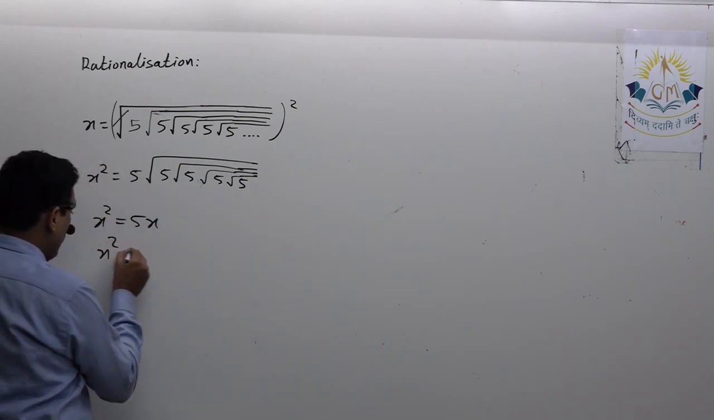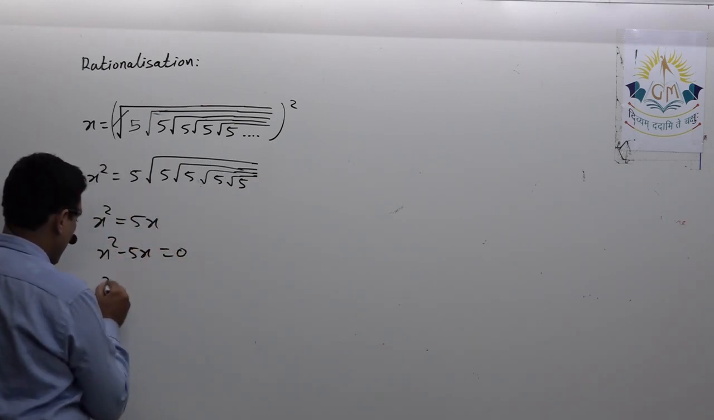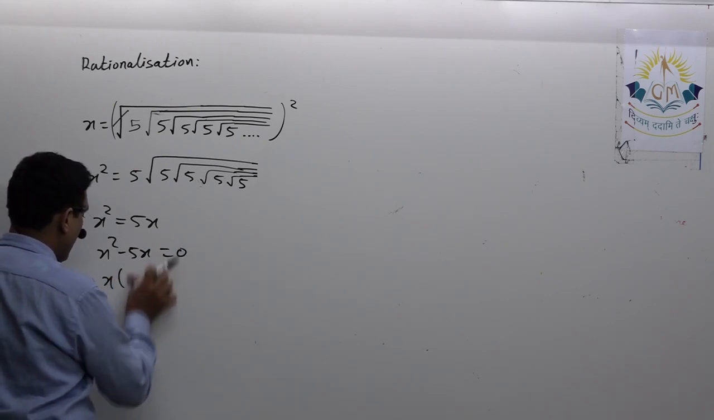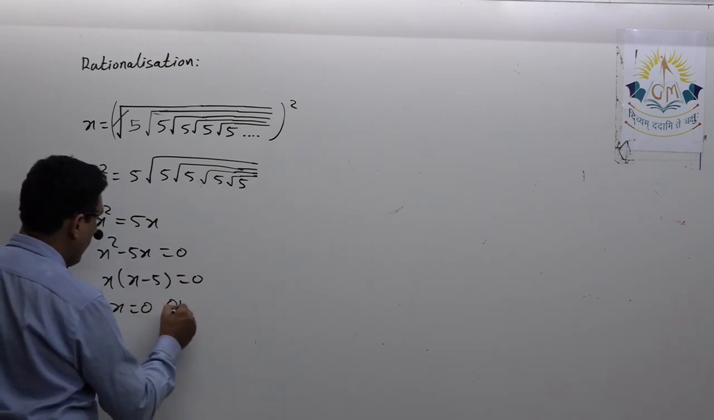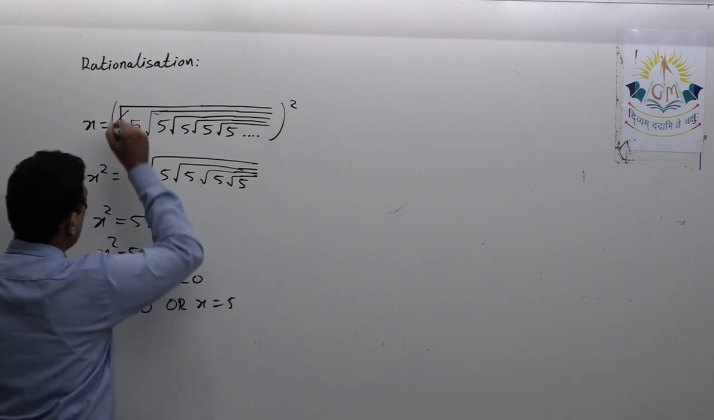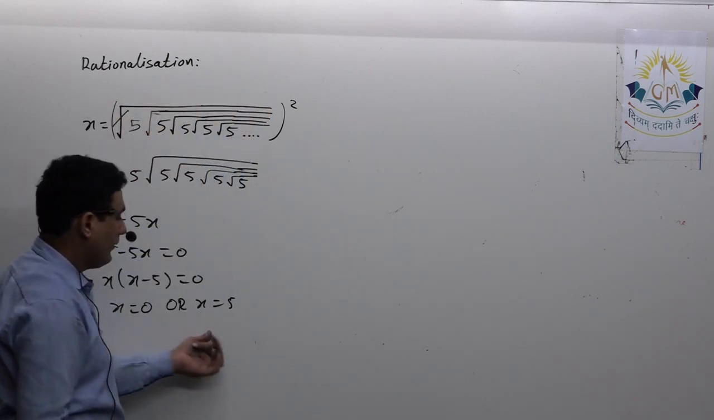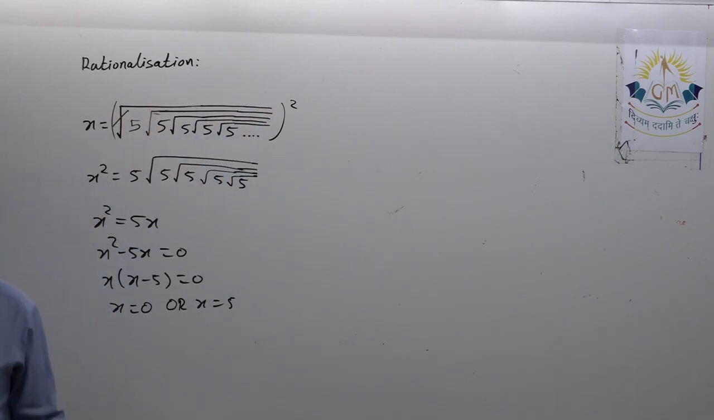Now here it is x square minus 5x equal to 0. If you take x common, here you will get x minus 5 equal to 0. So from here x equal to 0 or x equal to 5. Now definitely this is a real number, it cannot be 0, so our answer will be 5. Okay, so that is all about rationalization.